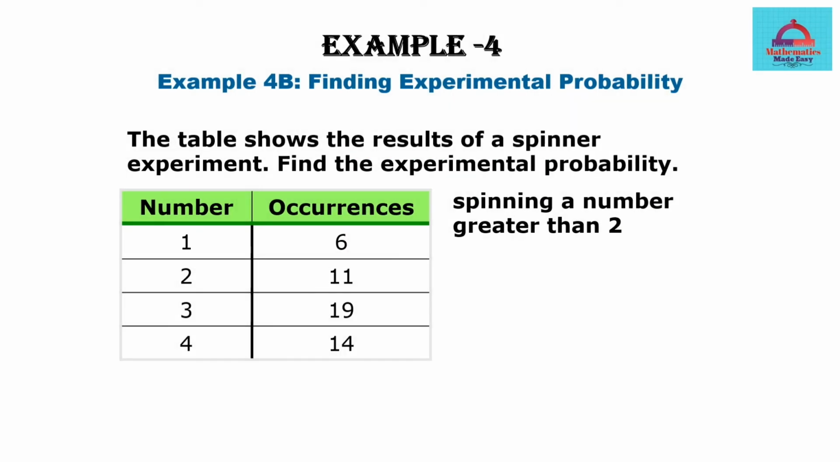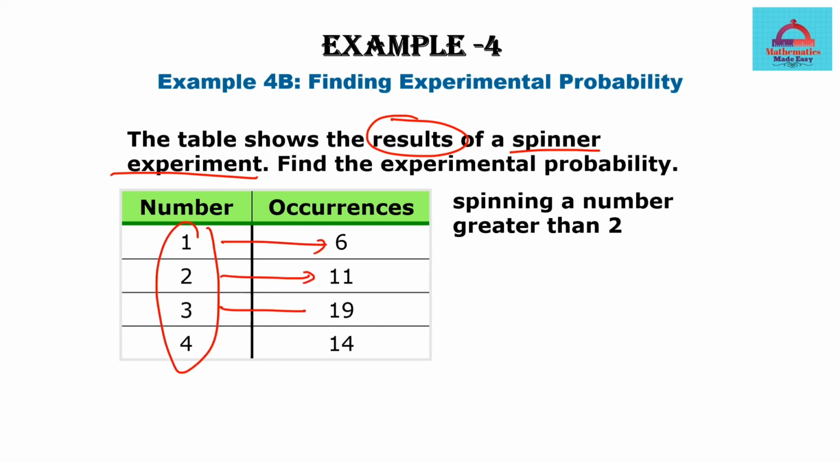Let's take another simpler and similar example. Again, we are having a spinner. The experiment is that we are noting down the results of this experiment in the form of a table. So the 4 options 1, 2, 3, 4 can come, and they are coming this many number of times when we are doing the experiment. Now we want to say what is the experimental probability that the spinner has a number greater than 2.